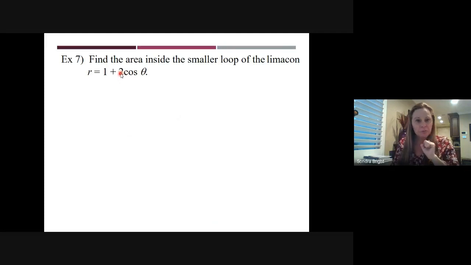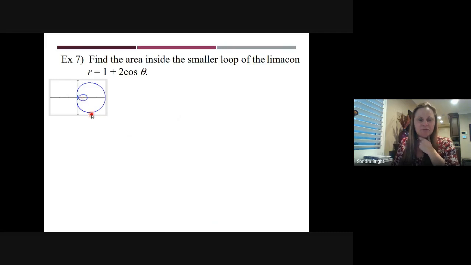The inner loop would be 2 minus 1. So 1 unit out, you'll put the dot for the inner loop. You'll have a dot at the origin, or the pole. And then the 1 are what we call the bumps, and that's what you're going to put on the y-axis. So there you go. 3 units out, going through the pole or the origin, 1 unit out for the inner loop, bumps are at 1 and negative 1. All right, so we want the area of just inside this inner loop.